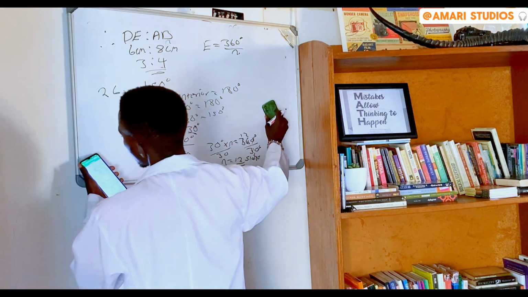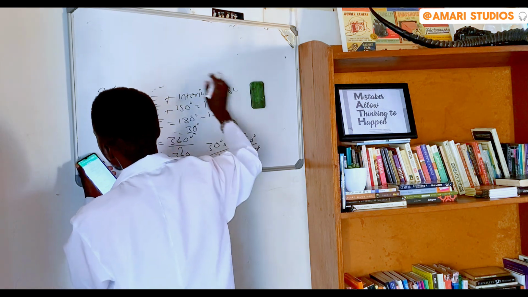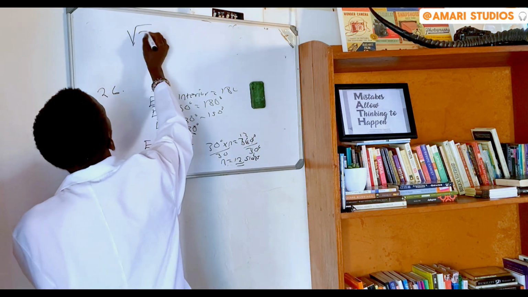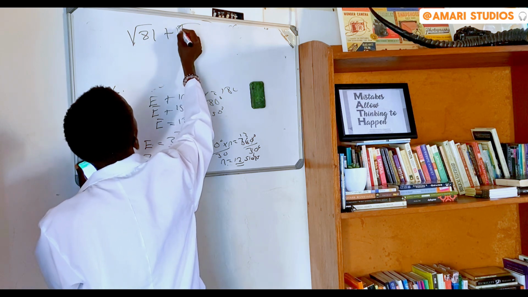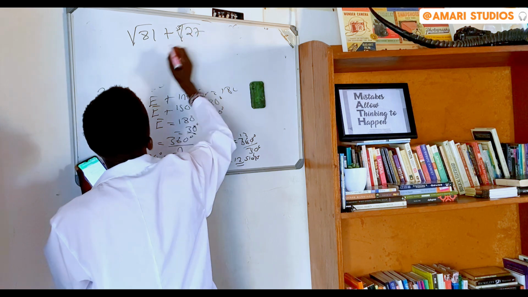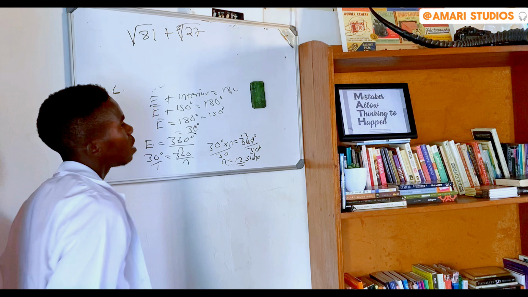Then we move on to question 27. Question 27 is saying evaluate. We have the square root of 81 plus the cube root of 27. So if you are evaluating this, first of all, get rid of the roots there.